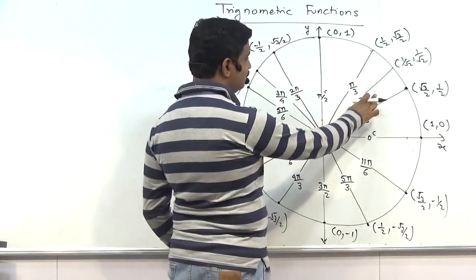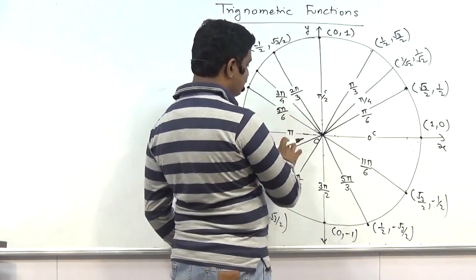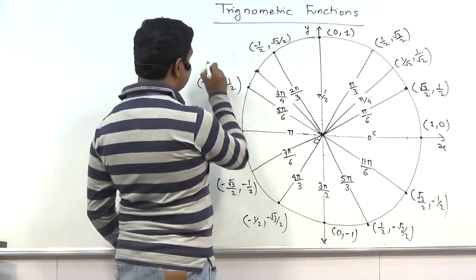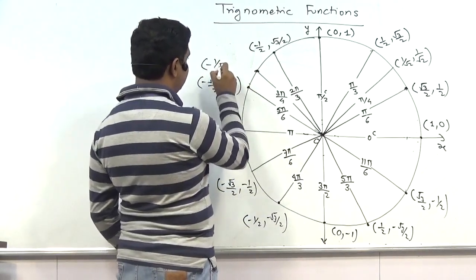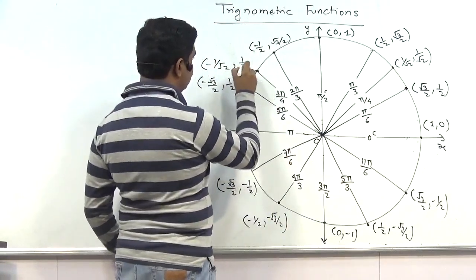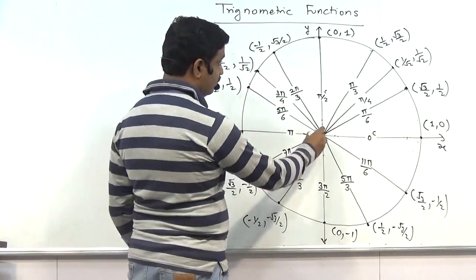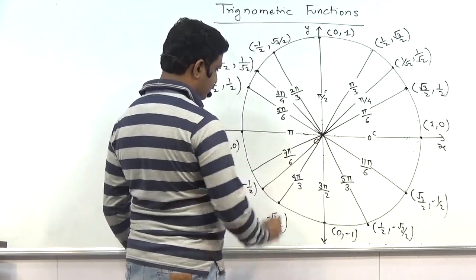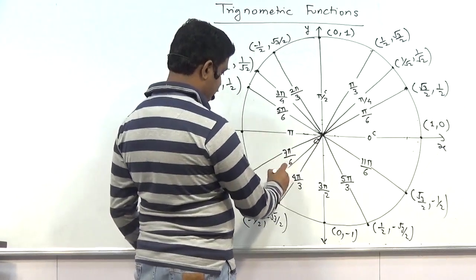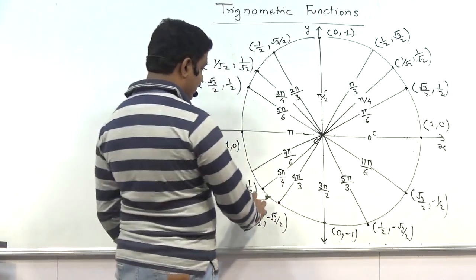Pi by 4, 2 times pi by 4 is pi by 2, 3 times pi by 4, then 4 times pi by 4 is again pi. What will be these coordinates? Yes, x coordinate will change sign with respect to this point I am talking. Minus 1 by root 2, plus 1 by root 2. Correct. Similarly, this will be 5 pi by 4. 5 pi by 4. What will be these coordinates? Minus 1 by root 2.